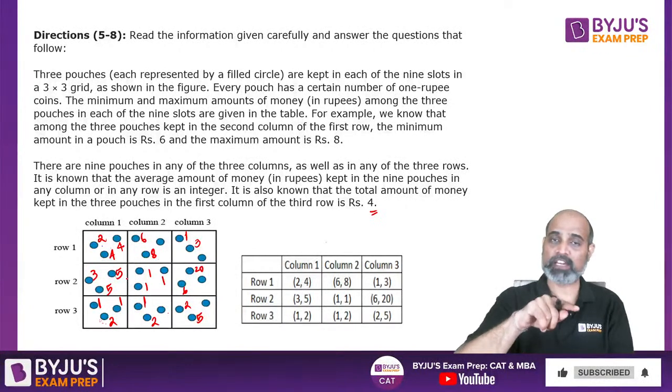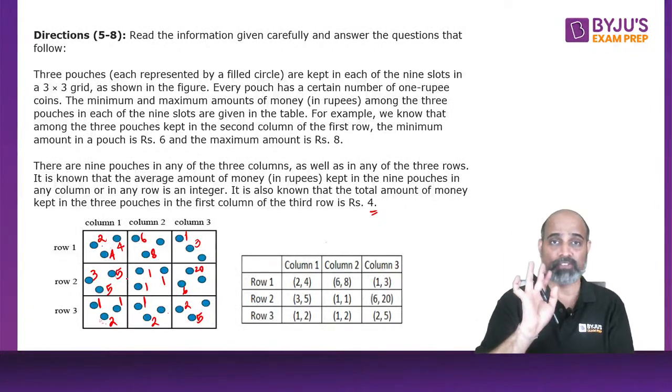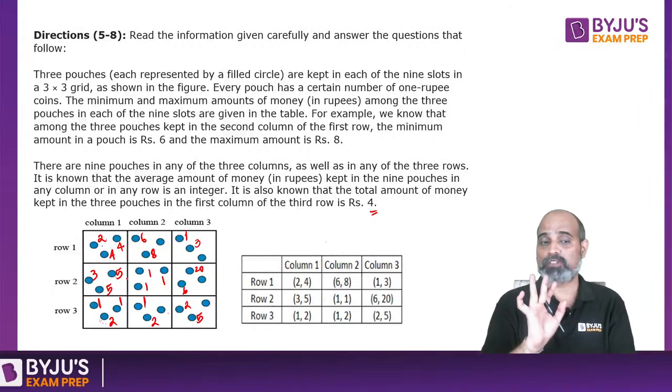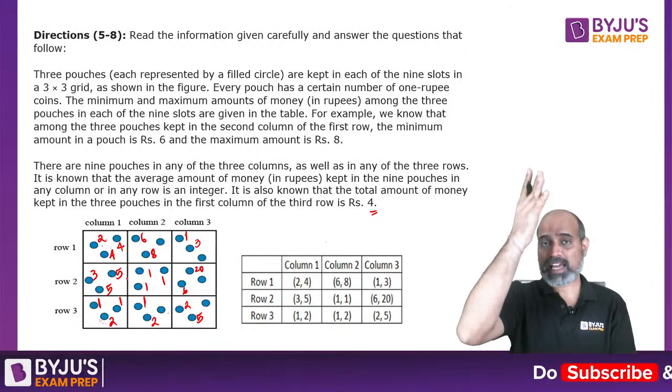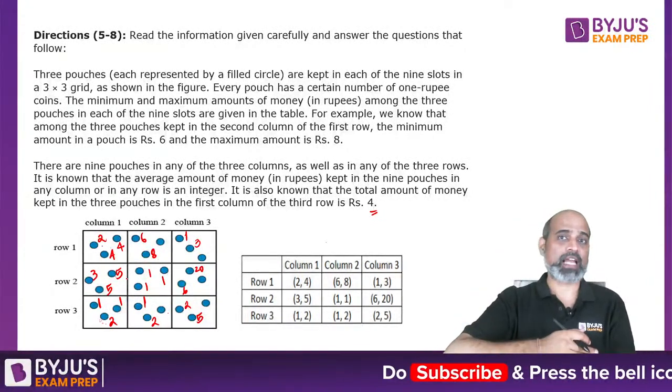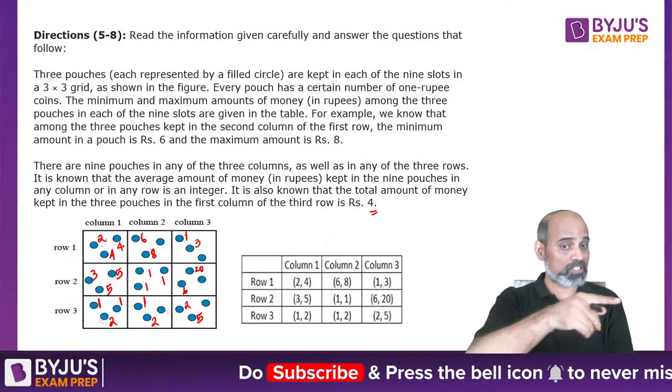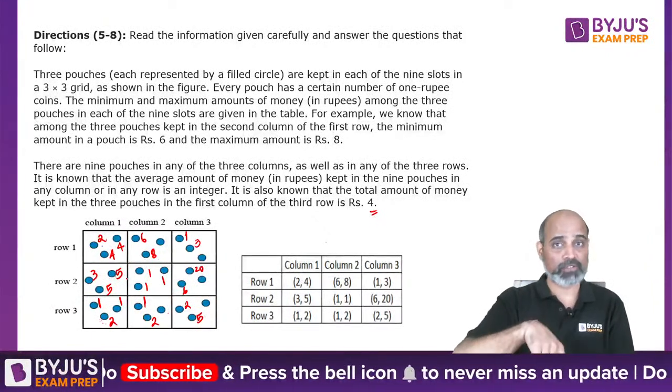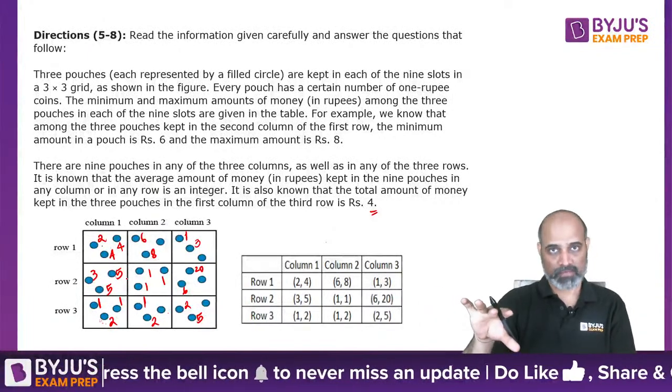For that you will have to make 5 as 6, but the maximum is 5. So this is the only possibility. Now once I have filled the first column, I will go to the last row because that is something that is fixed, 1, 1, 2. Usko fill karenge pehle. ठीक है?